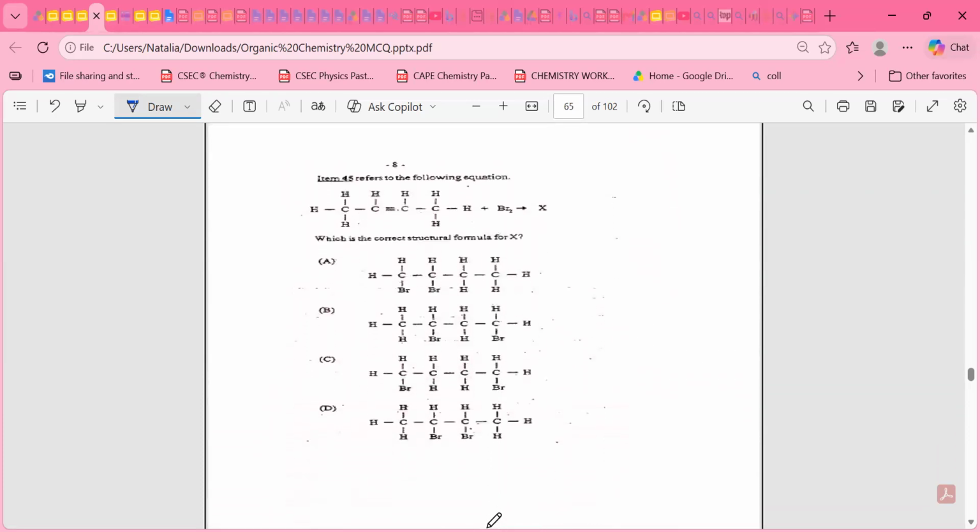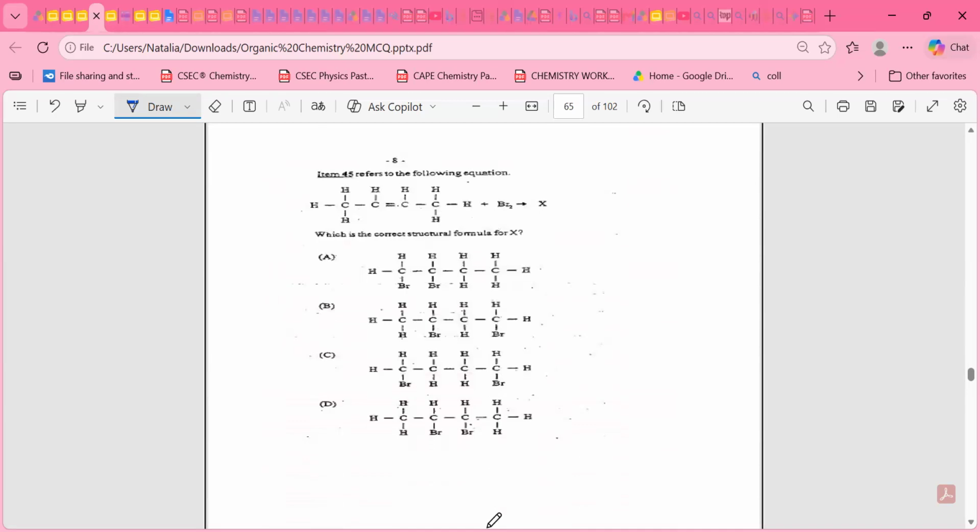This is an alkene. An alkene reacts with bromine. The double bond will break. Wherever the double bond breaks, we're going to convert this double bond into a single bond. I'm going to add bromine to each of the carbons. So bromine should be on carbon 2 and 3. So the answer is D.